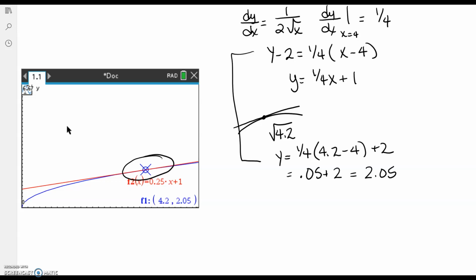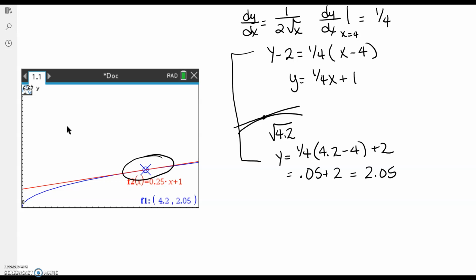Now, I promise you that if we went out more decimal places, you would see a difference between the y-coordinate at 4.2 on the line versus the y-coordinate on the curve. But we're using the tangent line to get an approximation. And from what I've shown you here, we've got it within 1/100th, and maybe that's close enough, so you could really impress your friends with this if they wanted to know what the square root of 4.2 was. You could do a little tangent line, plug in 4.2 into the line, and there you go.